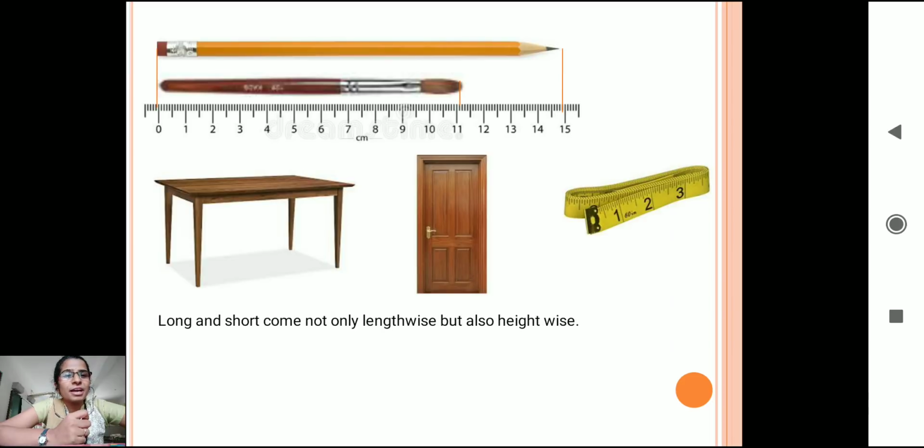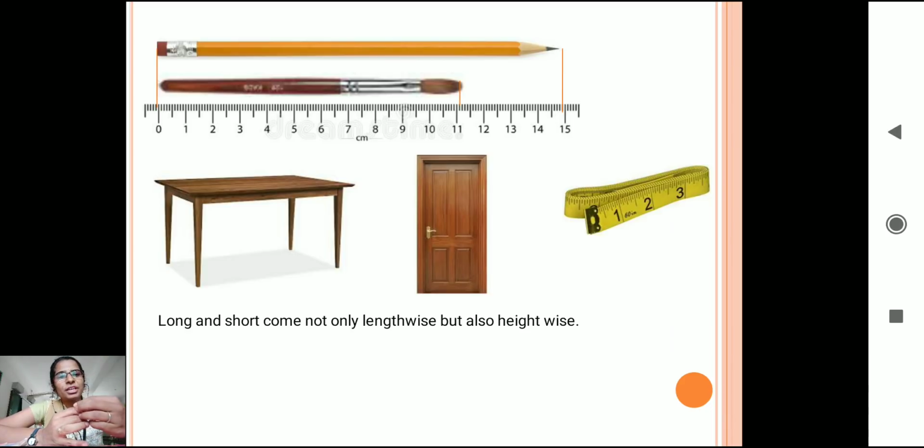So what is that? When we are saying long and short, it doesn't mean that only length is longer, lengthwise, but it is height-wise also. Like if I am saying that this pencil is longer than the paintbrush, then I would also say that the height of the table is more than the height of a chair. Okay, if I measure the height of a table and the height of a chair, that is its legs.